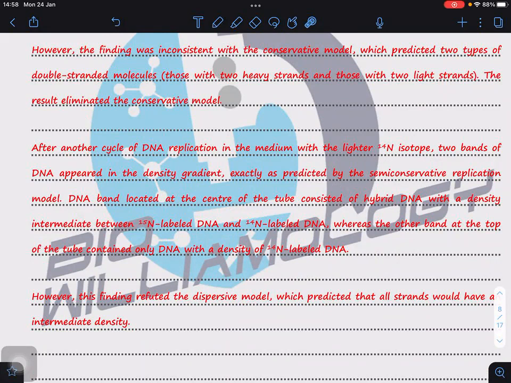So after another cycle of DNA replication in the medium with the lighter 14N isotope, 2 bands of DNA appear in a density gradient, exactly as predicted by the semi-conservative replication model. The DNA band located at the center of the tube consists of hybrid DNA, and the one at the top of the tube contains only DNA with a density of 14N labeled DNA, 14N. However, the finding now rejected the dispersive model, which predicted that all strands would have an intermediate density.